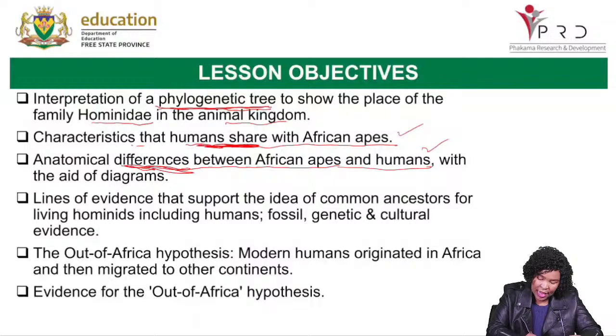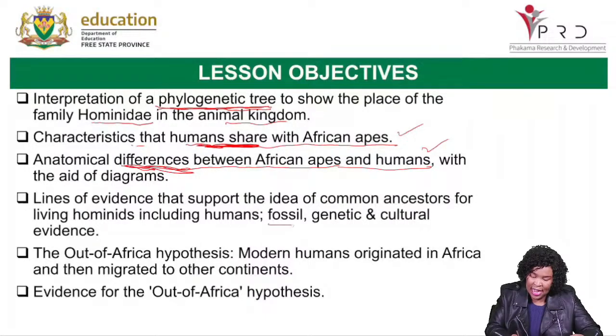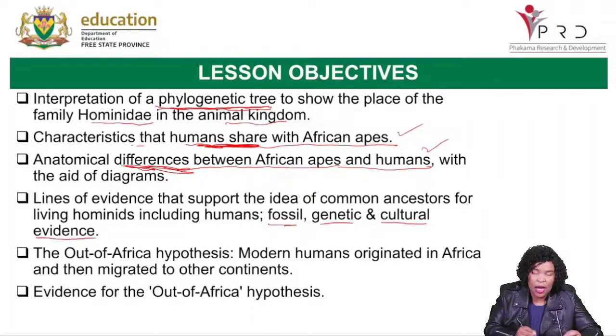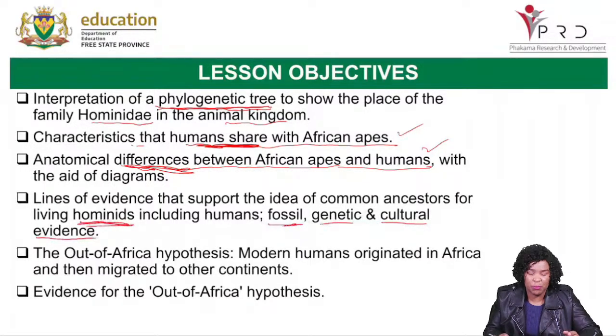Then lines of evidence that support the idea of a common ancestor for living hominids, including humans. So you must tell us the lines of evidence. Remember, when we started this topic, we started with the lines of evidence that were used to support the theory of evolution. Now, fossils, genetic evidence, and cultural evidence, you must also know what evidence was used for the hominids. Now we are being more specific.